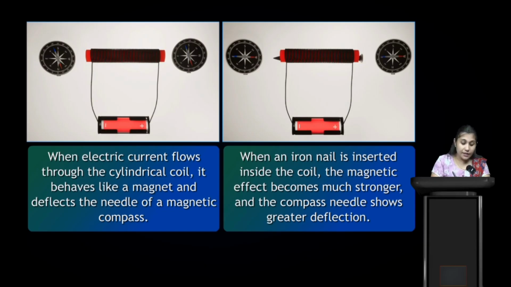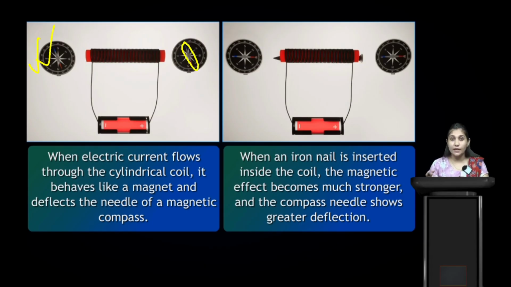See, here in the first picture, when the electric current passes through the coil, the needle deflects less because the iron nail is not inserted into the chart paper. The magnetic effect is weaker. See, that's why the deflection occurs up to this much.